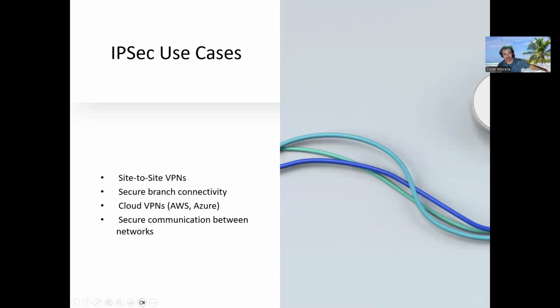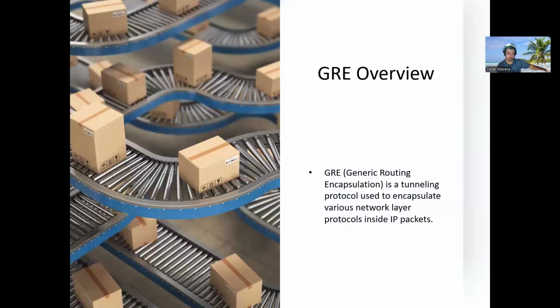IPsec use cases: site-to-site VPNs, secure branch connectivity, cloud VPNs, for example, AWS, which belongs to Amazon, or Azure, which belongs to Microsoft. And finally, secure communication between networks. So these are some of the use cases for IPsec.